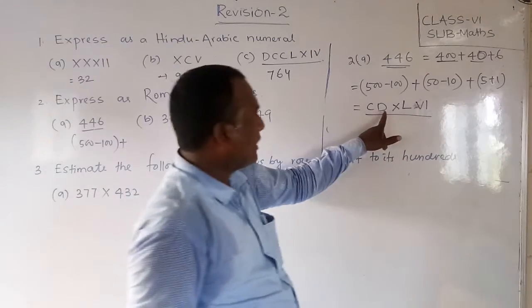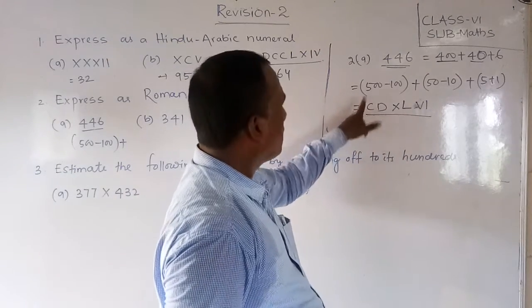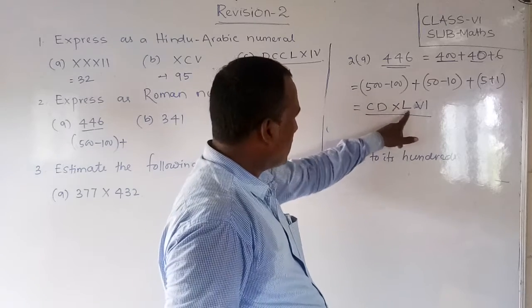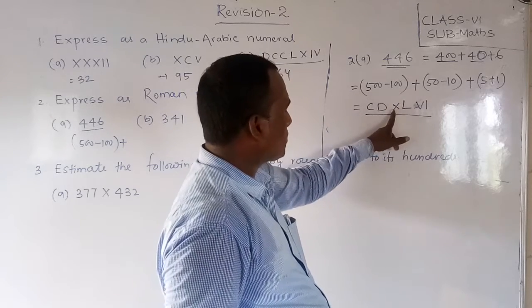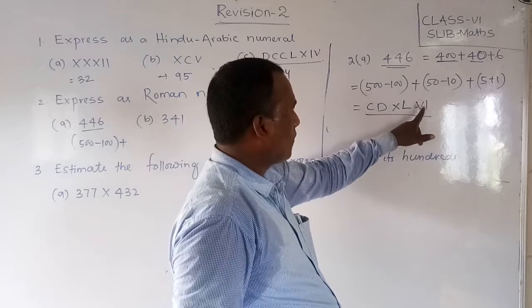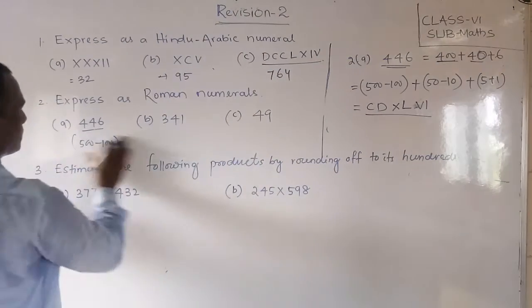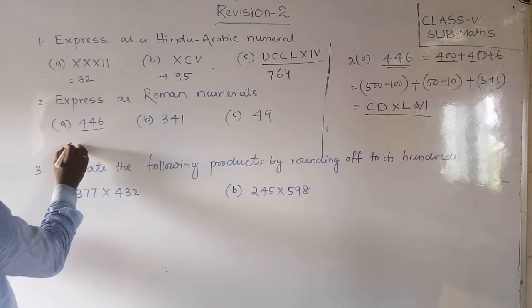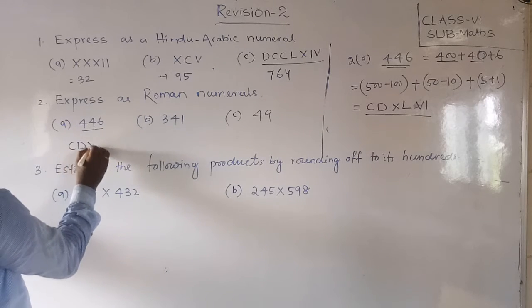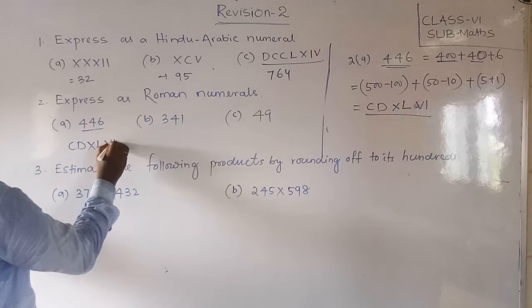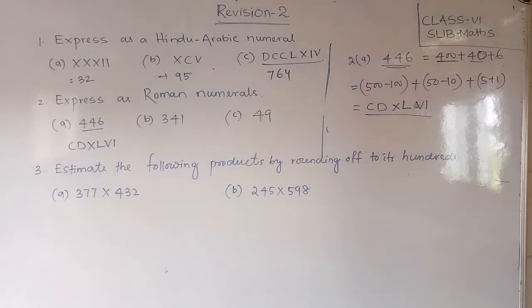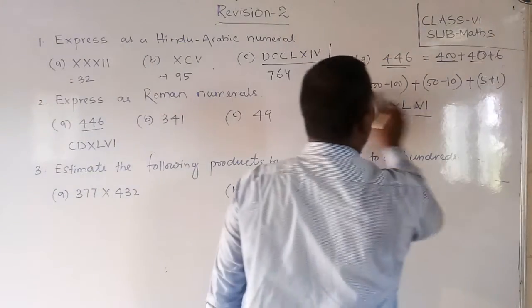In this, the bigger number is D; for 100 you have to do subtraction. Plus here, this is the bigger number, this is subtraction, you have to do plus 5 plus 1. So that is our answer. 446 means CDXLVI. Okay, friends.